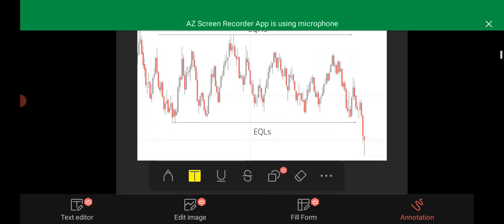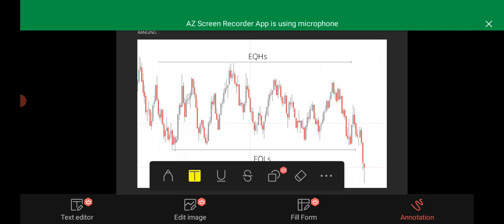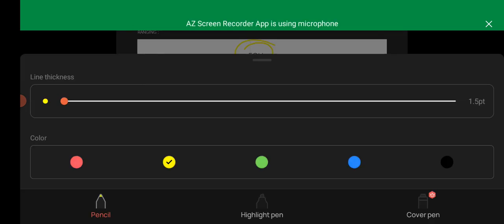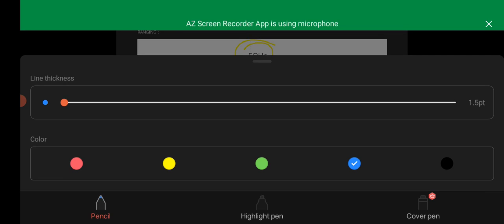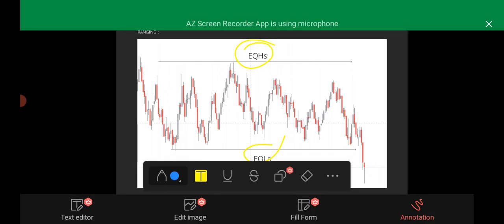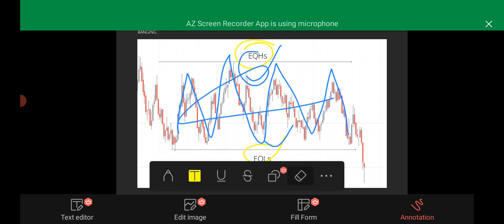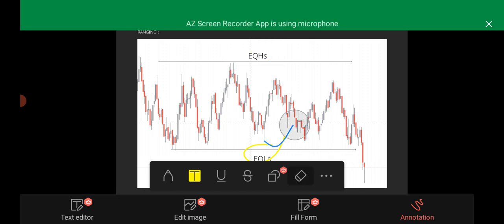Okay, so this is consolidation. You see the market creating equal highs and equal lows, like here and here. The market is ranging. So this is what we call a consolidation. I hope you understand that.